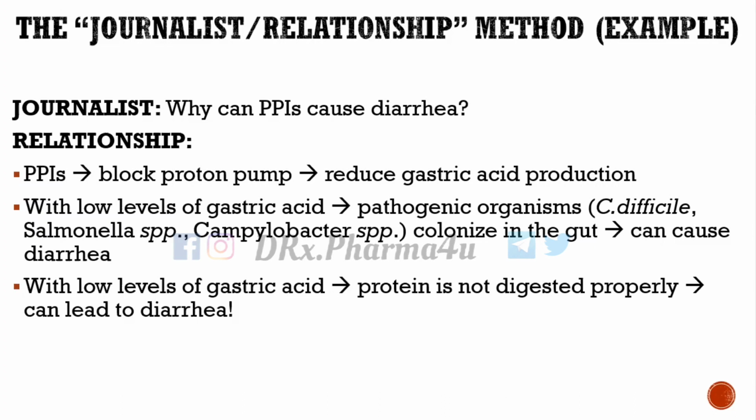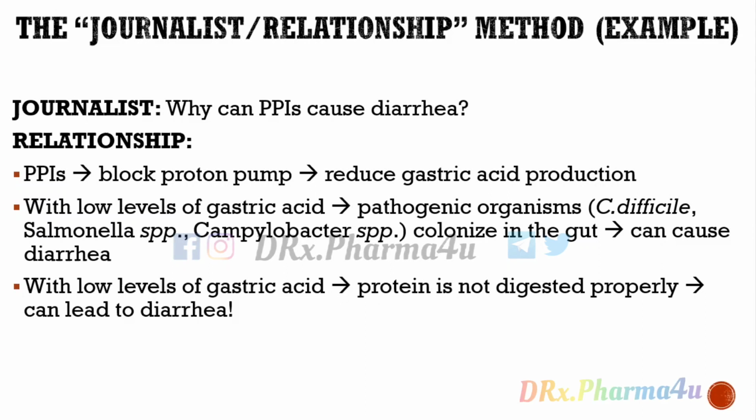there is a low level of gastric acid, so pathogenic organisms can colonize the gut and cause diarrhea. For example, Clostridium difficile, Salmonella species, Campylobacter species can colonize. And there is another reason for diarrhea also. If gastric acid level is low, protein is not digested properly. So if these people eat too much junk food or any food extremely rich in proteins, it is a matter of concern, because protein will not get digested properly. That can also lead to diarrhea.